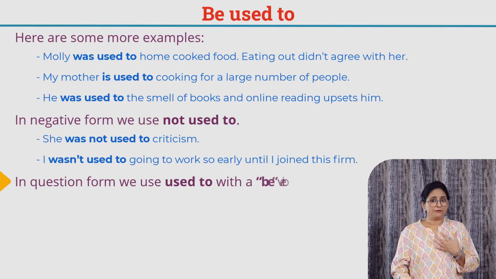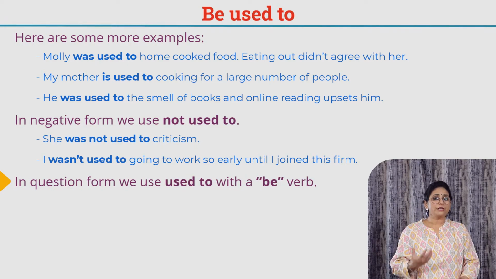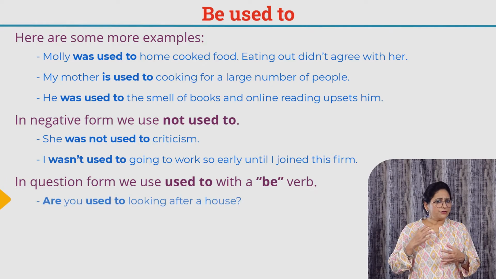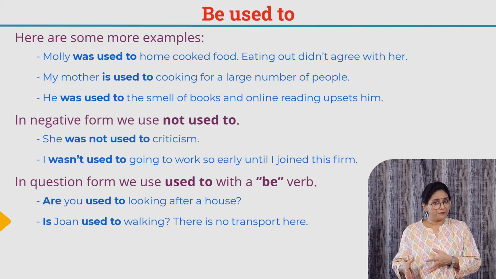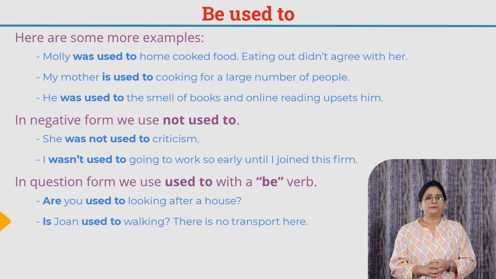In question form, we use used to with a be form. Are you used to looking after a house? Is Joan used to walking? There is no transport here.